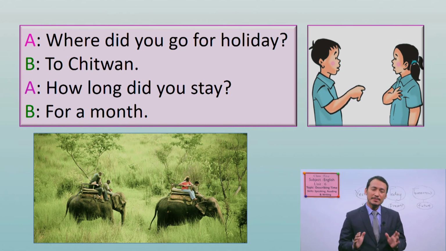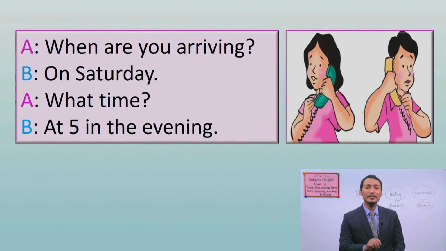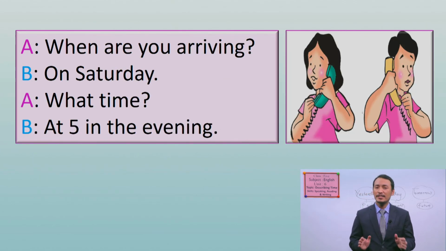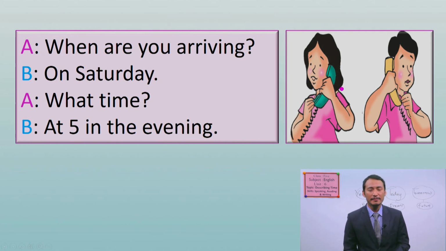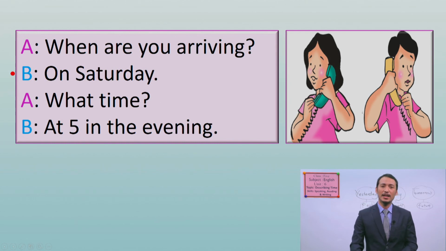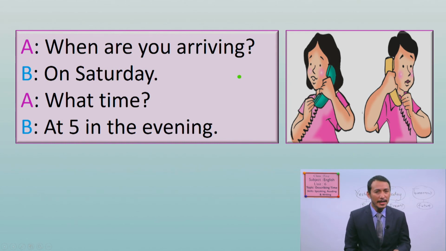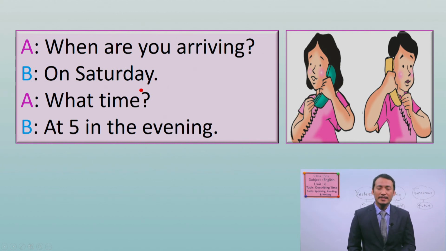Okay, then let's move to another conversation here. You see there are two people. They are talking on the phone. Let's see what are they talking about. When are you arriving? Arriving means coming to the place where someone has called to. On Saturday. The answer is on Saturday. And what time? At 5 in the evening.